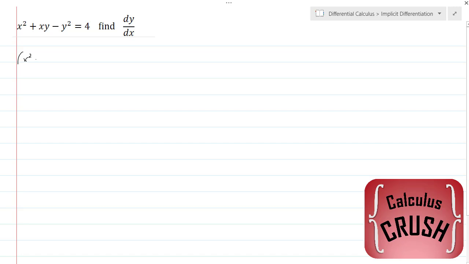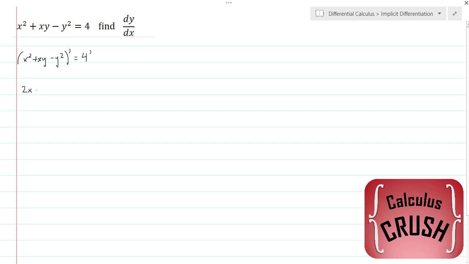We've got x squared plus xy minus y squared, and we're going to take the derivative of that, equals 4, and we need to take the derivative of that. Well, the derivative of 4 is just 0, but let's do the left side first. So first of all, what is the derivative of x squared with respect to x? Well, we just use the power rule. We bring the 2 down in front of the x, and then it's x to the power of 1.